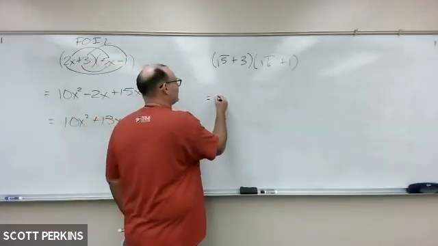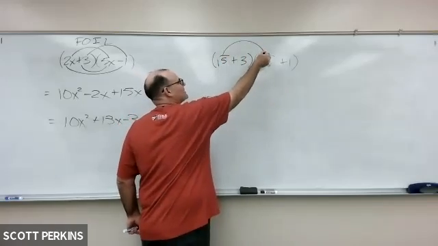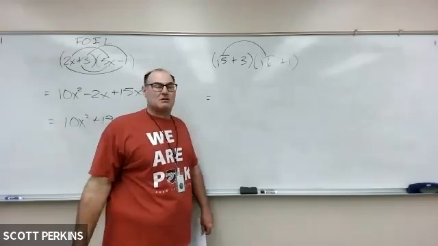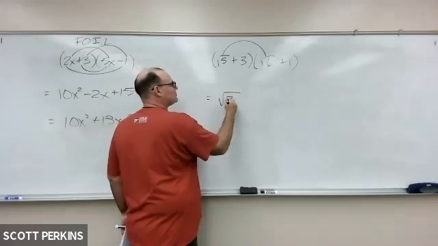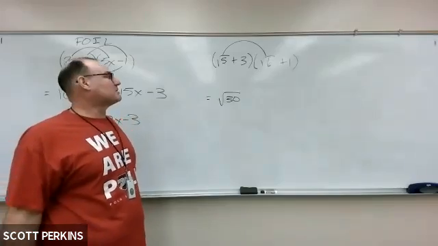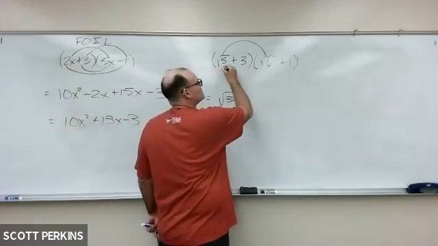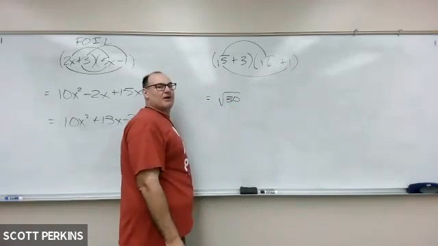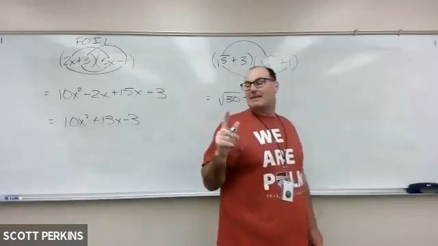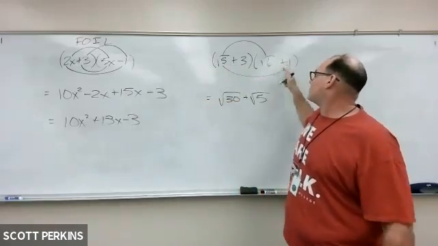So here we go, my foiling, my firsts. Square root of 5 times square root of 6. What do I get when I multiply square root of 5 times square root of 6? That is indeed true, square root of 30. They're both under the radical, so we can multiply those numbers together. My outsides, square root of 5 times 1. 1 times anything is the thing. So square root of 5 times 1 is square root of 5.